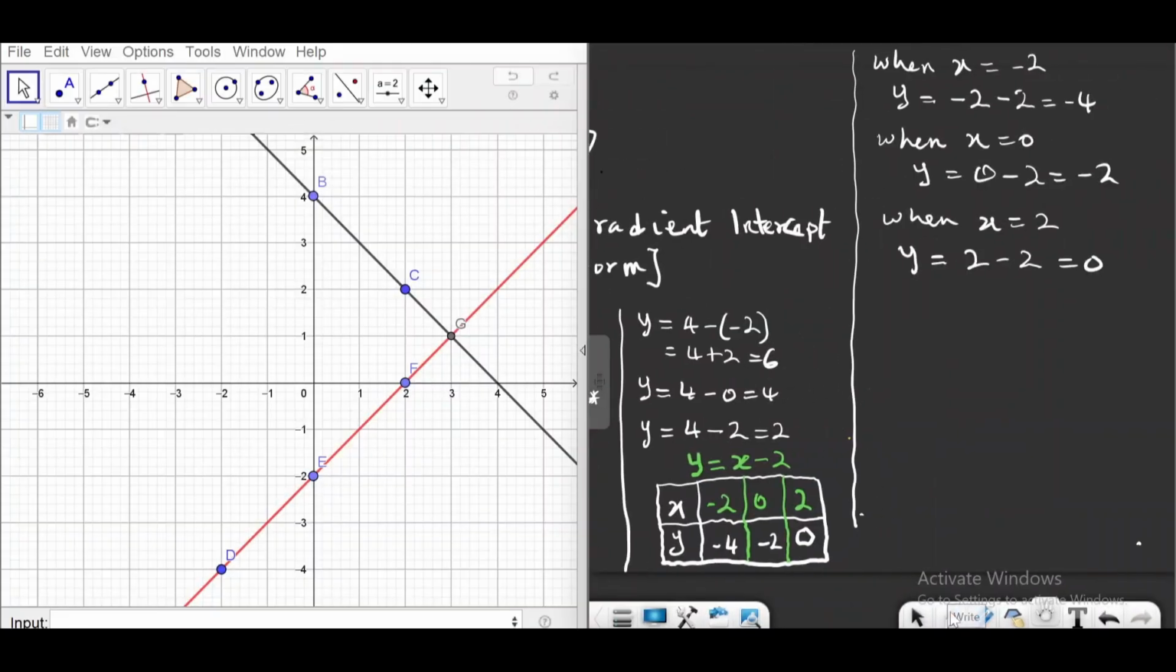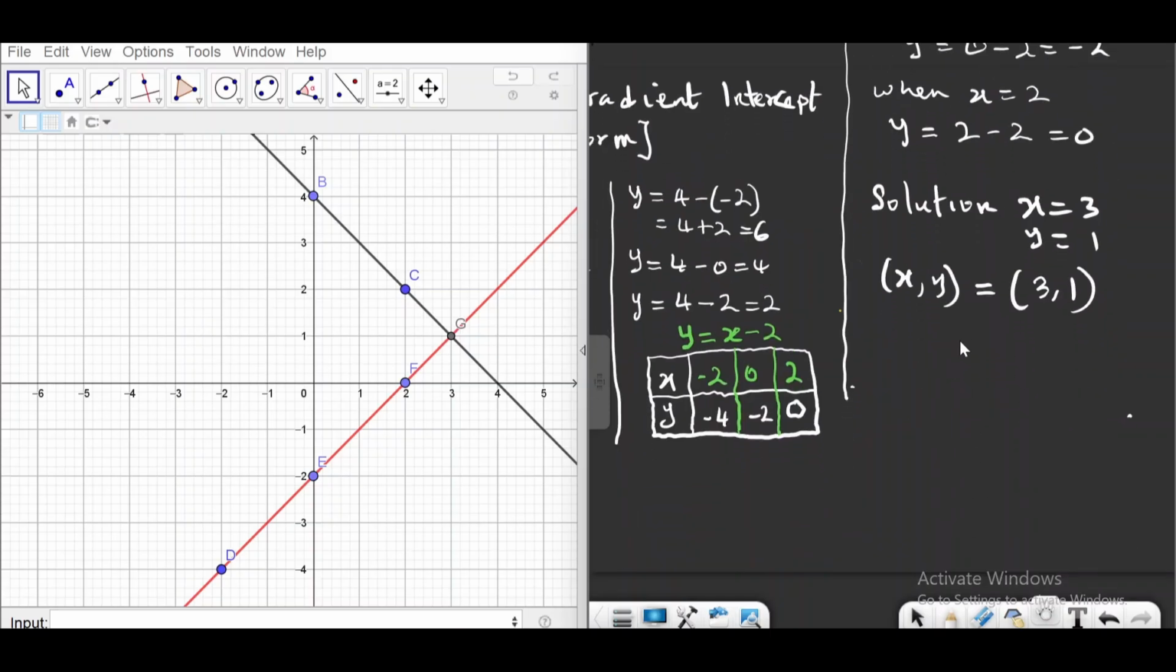So let's write out our solution. The solution is the point where x is 3 and y is 1, and so we can put it as a point, (3, 1). Now, how do we know that this is actually true?